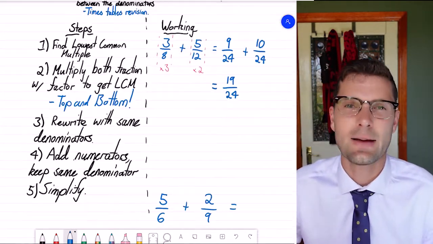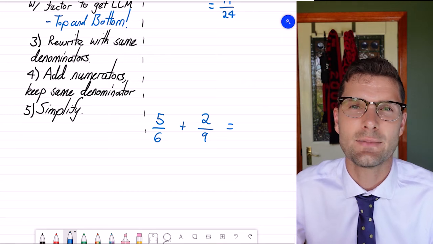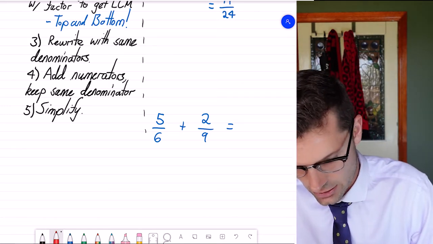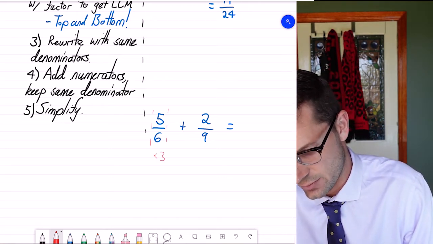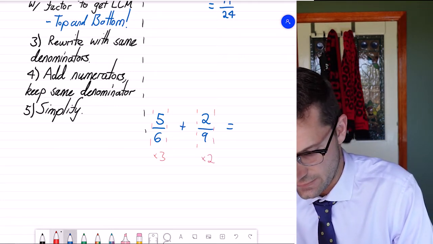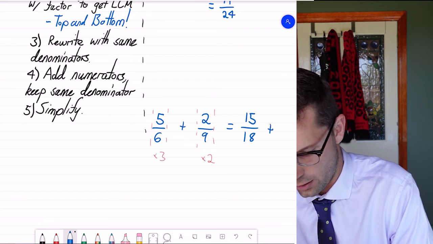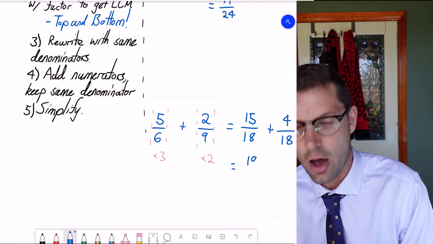So we can do one more example. So we've got 5 over 6 plus 2 over 9. So a common factor between these two, or a common multiple between these two, is 18. So I can multiply this whole one by 3 and multiply this one by 2. So that gives me 15 over 18 plus 4 over 18. And my answer there is 19 over 18.